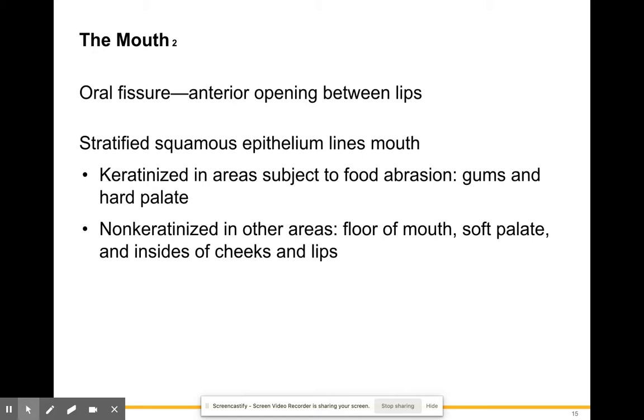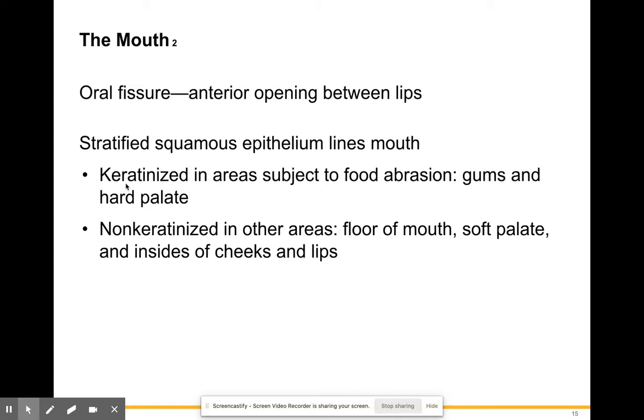Some areas of your mouth are subject to high food abrasion, which means certain parts of your mouth come into contact with food more than other parts, such as your gums and your hard palate. Your hard palate is the roof of your mouth in the front, right behind your teeth. Those areas come into lots of contact with food, so they need to be a little bit tougher so they don't get damaged as easily. We call that toughness keratinization, so they're keratinized.